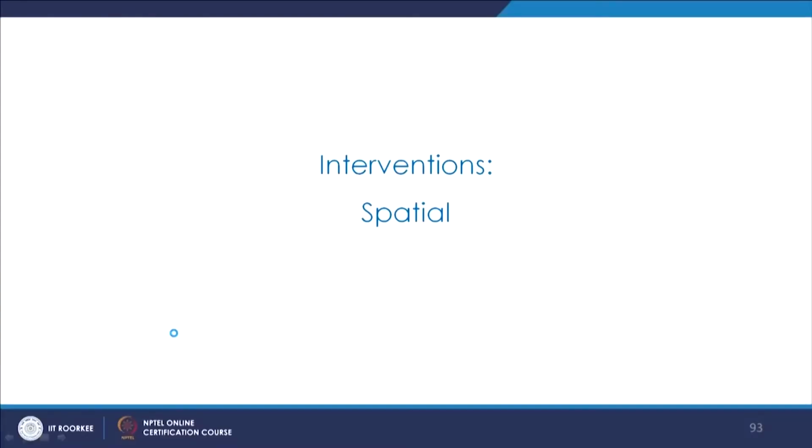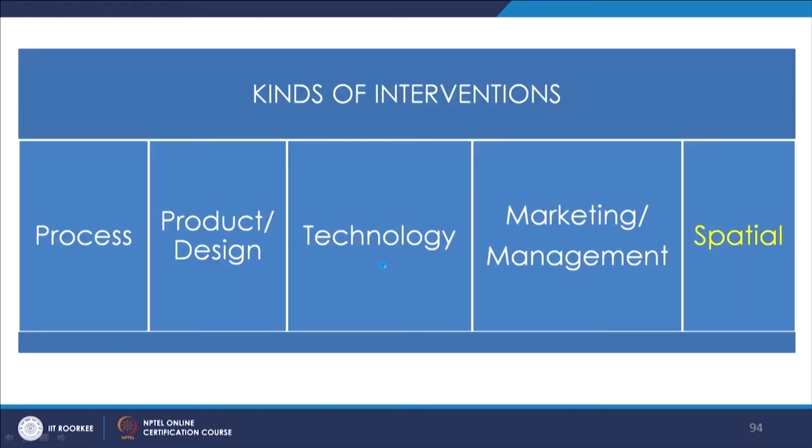So now, having discussed all the 4 different kinds of interventions that we saw during the last 4 modules, we will now see the interventions that are spatial and which involve the interrelationship between craft and interior architecture. So we discussed these 4 types, and this one I have added here, which talks about the spatial interventions.